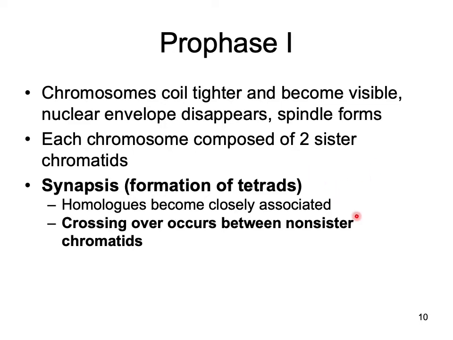However, there is a very unique feature in prophase 1 of meiosis, and that is a process called synapsis. So first, homologous chromosomes, which are made up of two sisters each, find each other and stick to each other with proteins that act like Velcro to become tetrads.